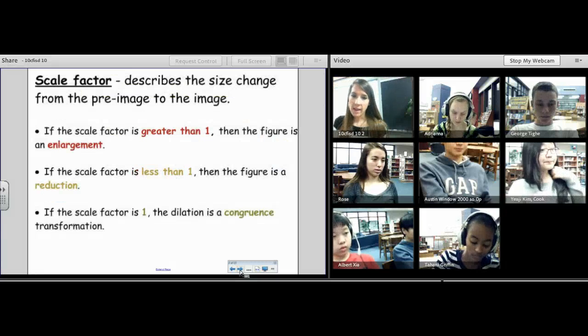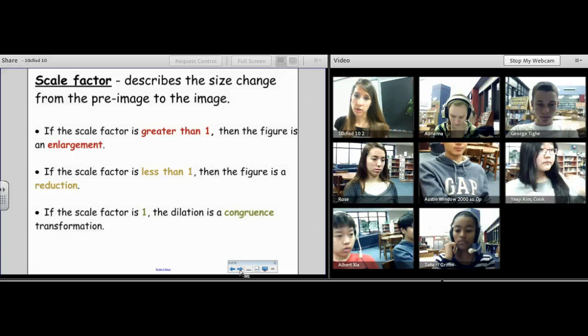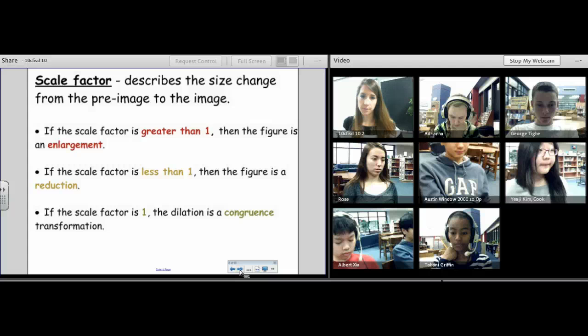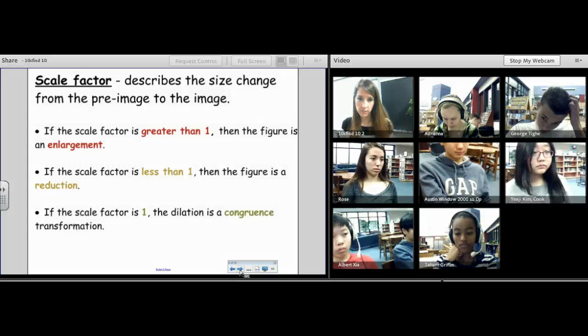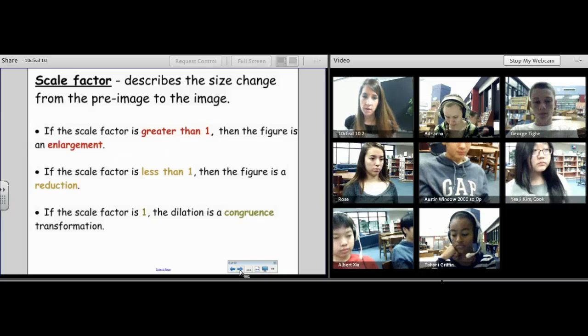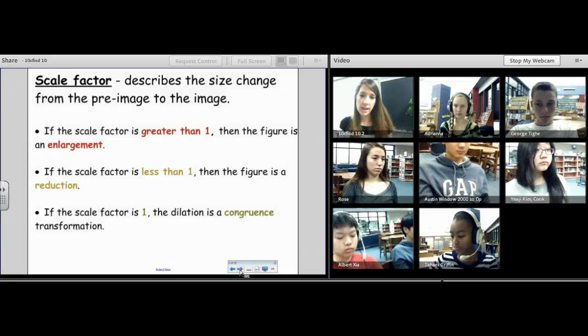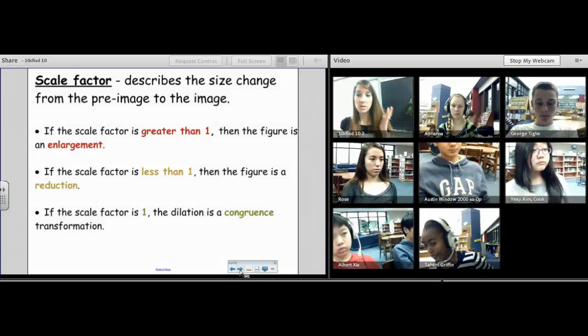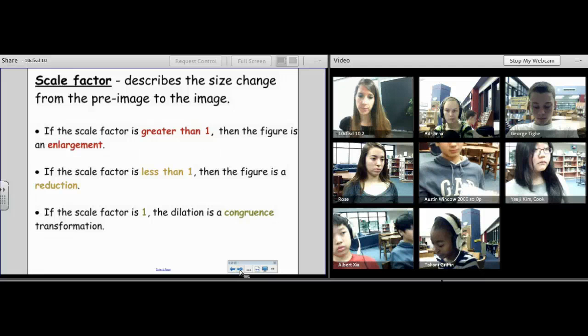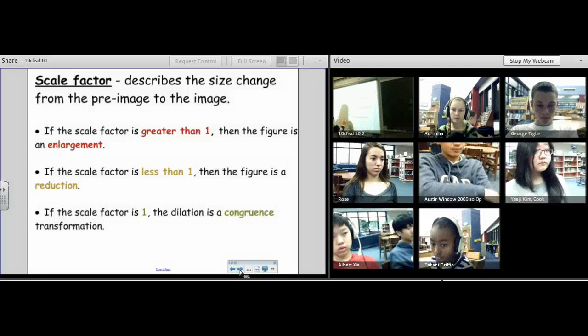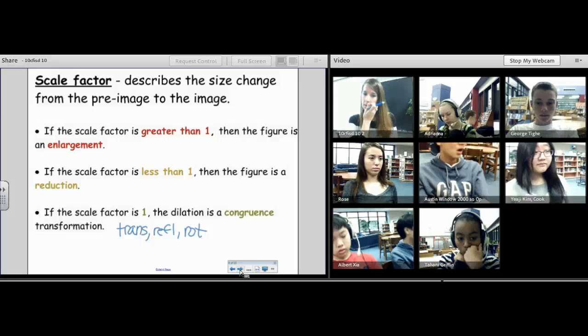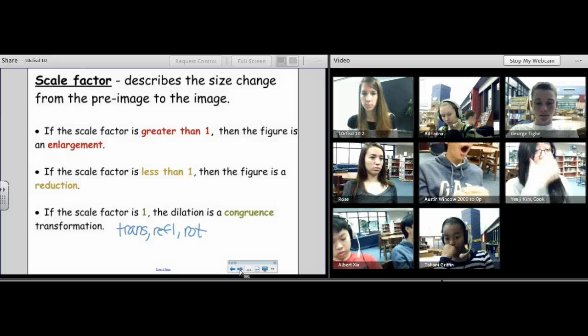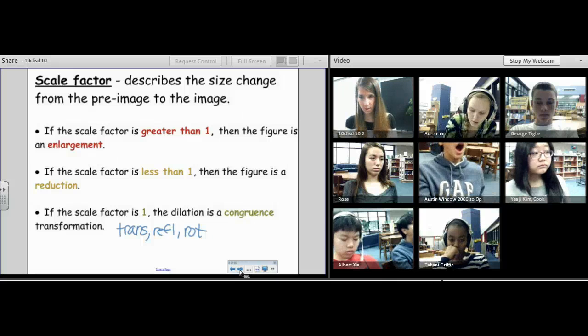Okay, when we dilate, we're always going to have a scale factor because it's always going to be proportional, and it's going to tell us about the size change. You probably already know this. You don't need to write this word for word. But if the scale factor is greater than 1, it's an enlargement. If the scale factor is less than 1, it's a reduction. And if it is 1, it's a congruence transformation. So when we do translations, reflections, and rotations, it's called a congruence transformation because we're not changing the size. Greater than 1 enlargement, less than 1 reduction. Okay?